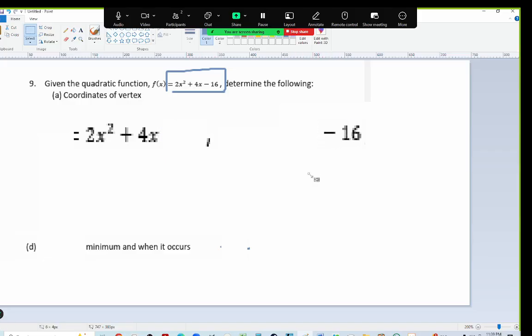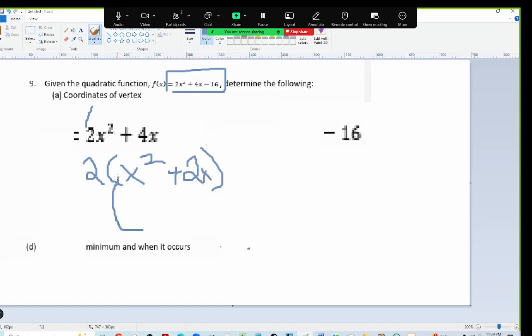I've got to move the -16. I've got to factor out any number that's here. What's the number? 2. If I factor out 2, what am I left with? x squared plus 2x. At this point, now that the x squared has a 1 in front of it, I can halve this number. What's this number? 1. So I can do x plus 1 squared.